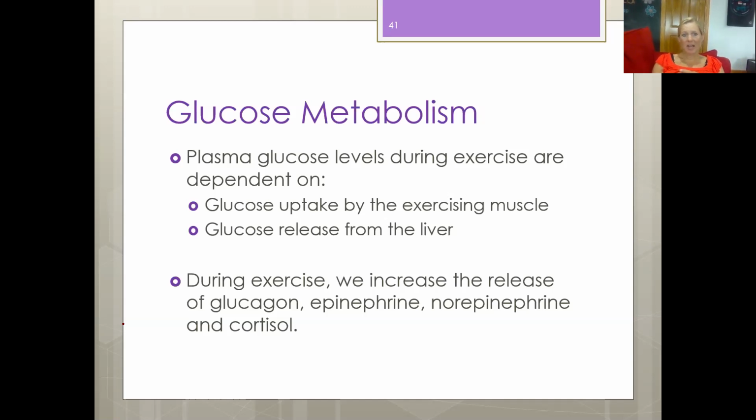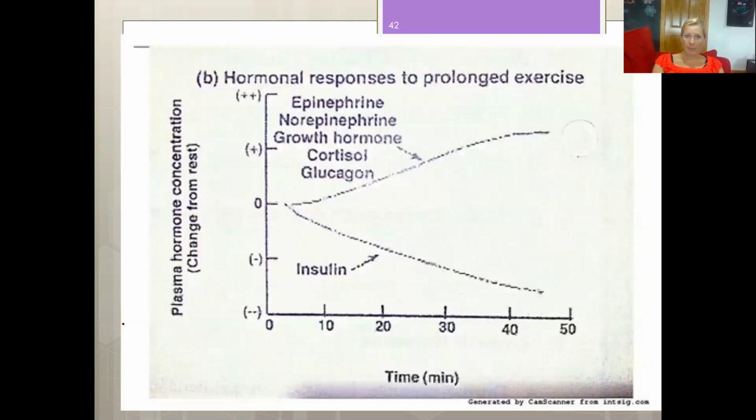As mentioned on the previous slide, during exercise we increase the release of these hormones: glucagon, epinephrine, norepinephrine, cortisol, and growth hormone, which is not mentioned here but also plays a role. These hormones assist us in increasing glucose levels in the blood. And guess what? The longer I exercise, the higher these hormones get. Here we're looking at duration: the longer I exercise time-wise, the greater the release of these hormones.